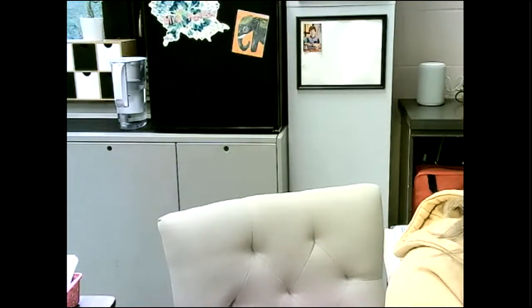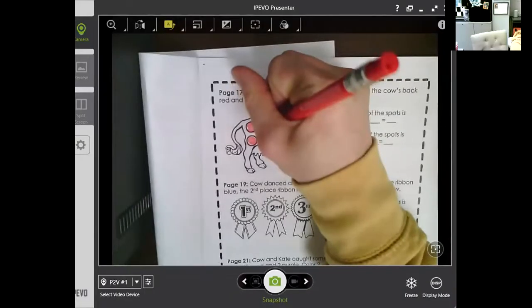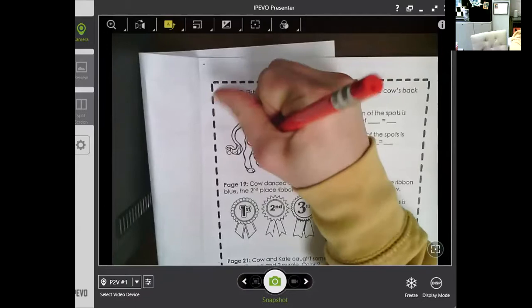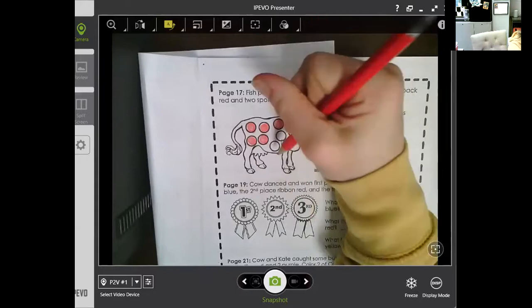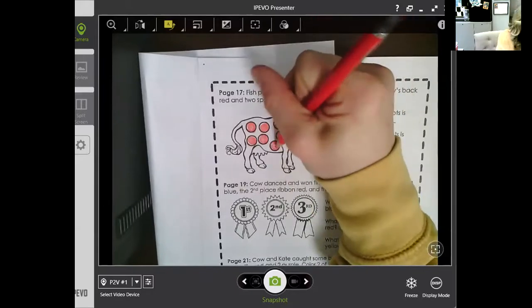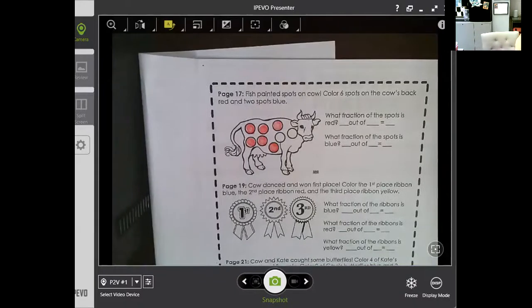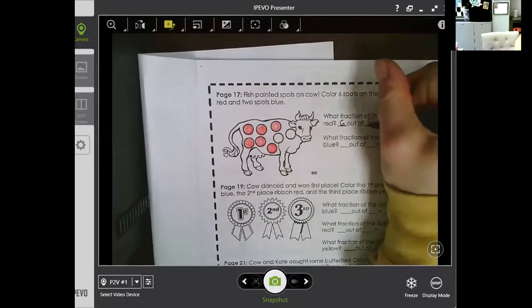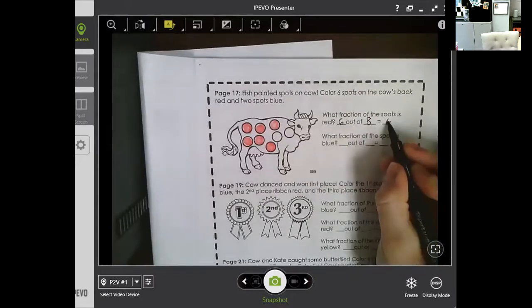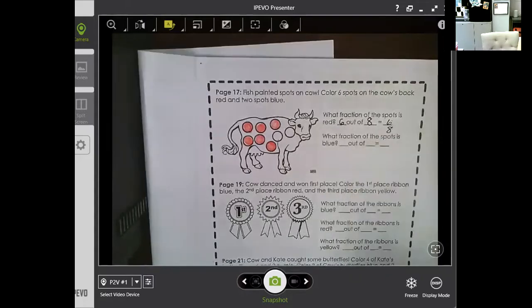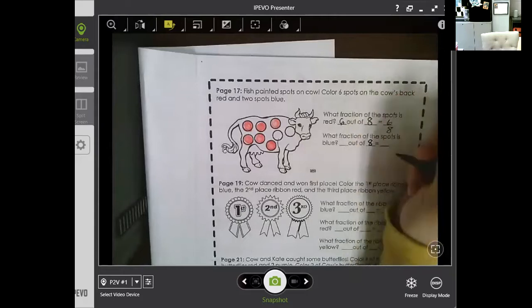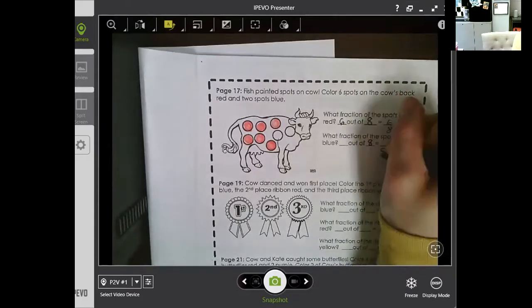Okay, so I'm going to color in 6 red spots. Uh-oh, it's not loading. There we go. Four, 5, 6. 6 spots. 6 out of the 8 spots are red. 6 out of 8. 8 total, 6 are red. So that means our next number has to be out of 8. 8 is our whole number.